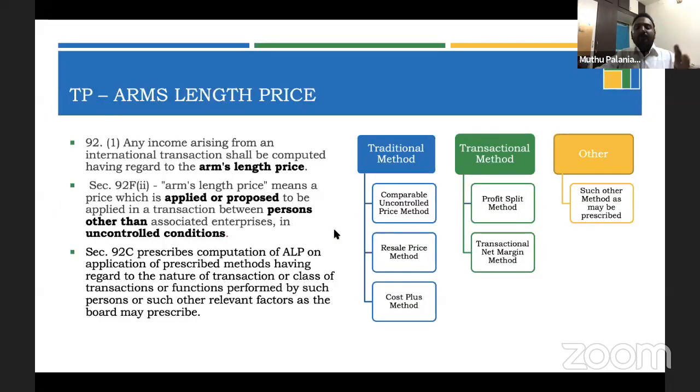Arm's length price, we have already discussed what an arm's length price is. The Income Tax Act determines six methods of arm's length price. It is broadly divided into the traditional method and the transactional method.